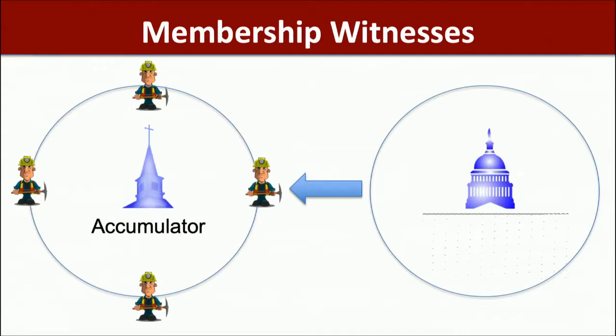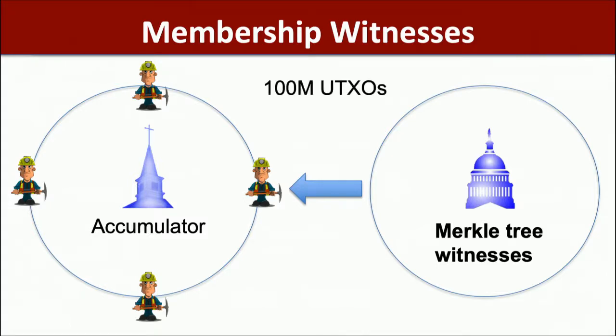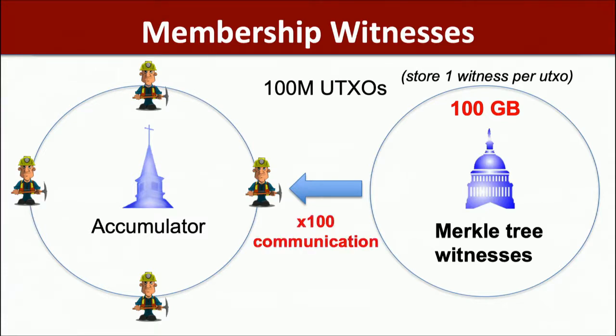The problem with Merkle trees, though, is that all of these Merkle tree witnesses need to be communicated, and this really increases the communication by a lot. So say for 100 million UTXOs, this would increase the communication to 100 gigabytes. And these things need to be stored with the users. The miners don't need a lot of storage now, but we've increased the communication by a lot. So that may not be what we want.